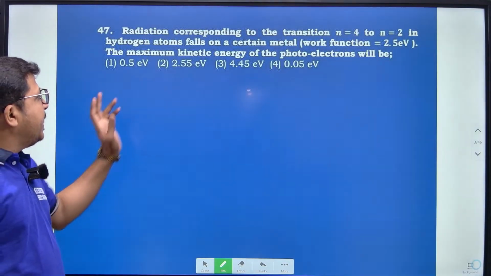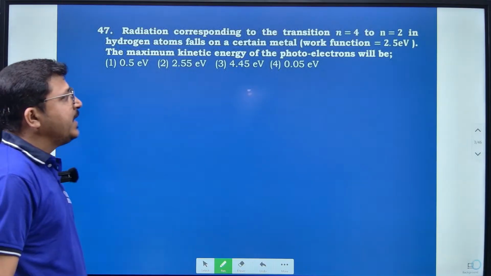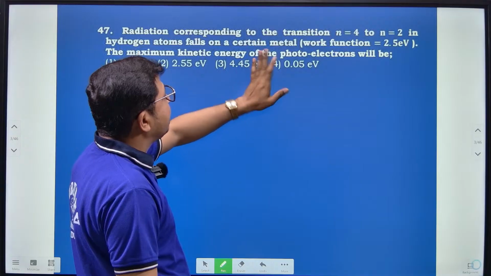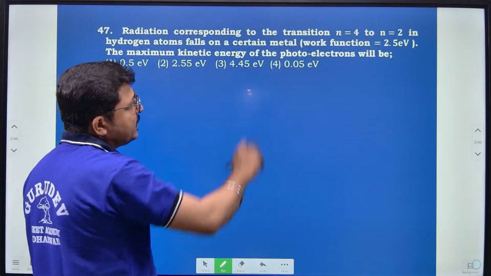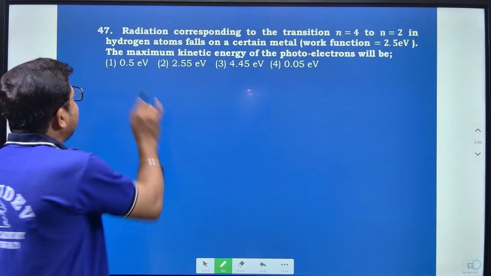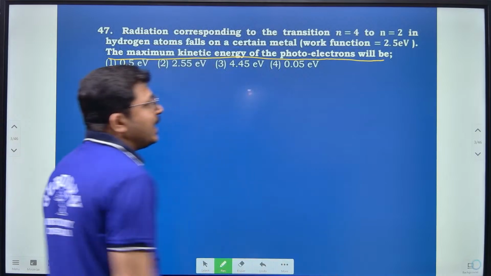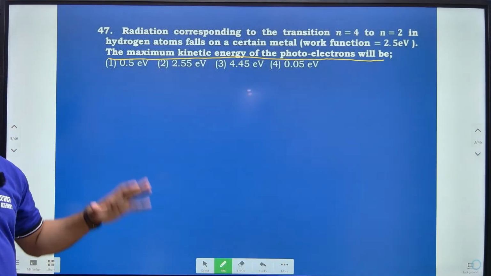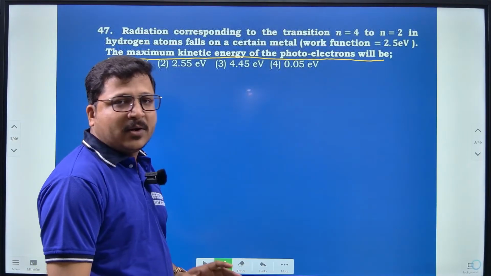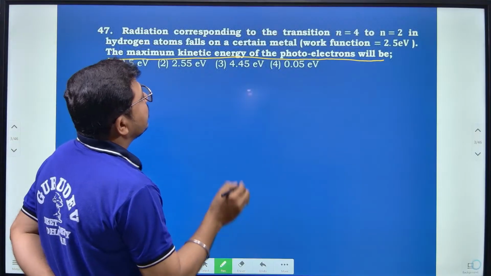Question 47: the radiation corresponding to the transition n equal to 4 to n equal to 2 in the hydrogen atom falls on a certain metal. The work function is 2.5 electron volt. They have asked to calculate the minimum kinetic energy of the photoelectrons.